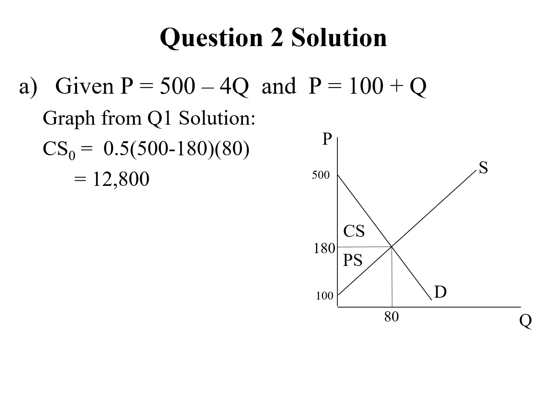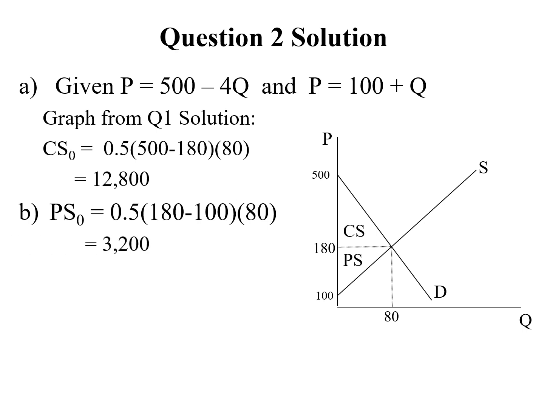For producer surplus, that's the difference between the price producers actually receive, which is 180, and the price that they're willing to sell at, which is the low price given by the supply curve. And that again is the area between 180 and the supply curve. That's another triangle. So producer surplus is 1/2 base times height. Now it's 180 minus 100 is the base times 80 the height. And that gives us 3,200.